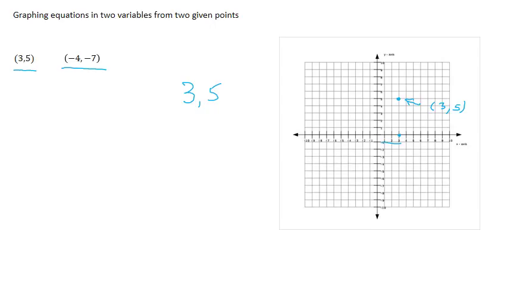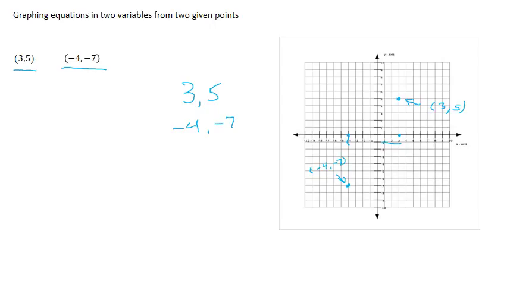And then we're going to do exactly the same thing with our second coordinate pair. We're going to plot that point. It's in the negative direction in both variables, so we're going over negative 4 in the x direction, and then we head down into negative y territory till we get to negative 7, and we locate the point. What is the point? Well, the point is minus 4 and minus 7.